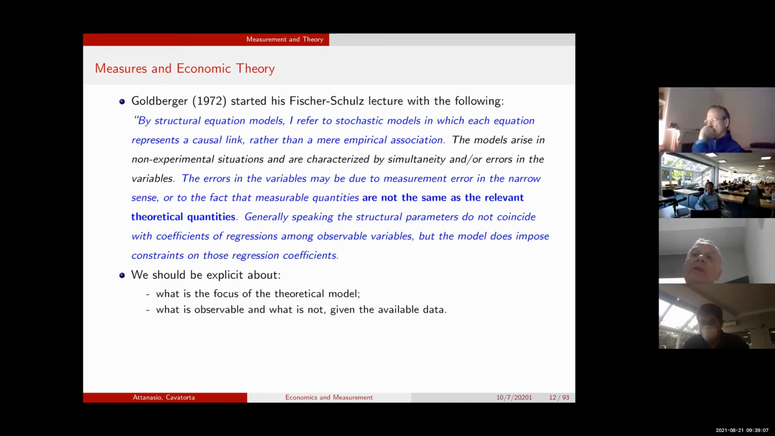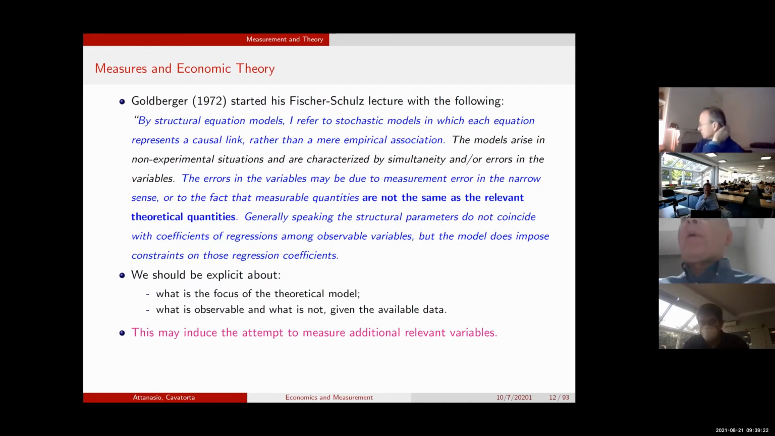So I think we should be explicit about what is the focus of the theoretical model we're studying, what kind of questions we're asking, and what is observable and what is not, given the available data. And I think this is useful apart from imposing intellectual discipline. It's also useful because it might induce you, if you are in the business of collecting data, and our group has been doing this for a number of years, to try to design the relevant variables.